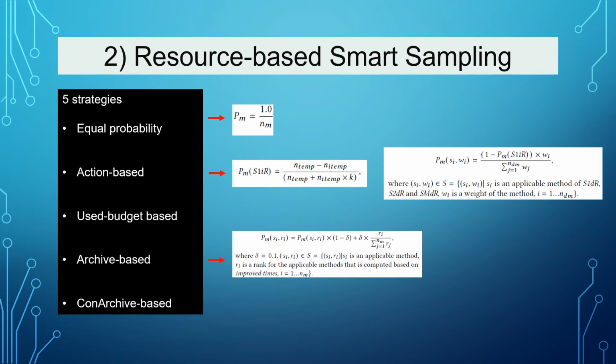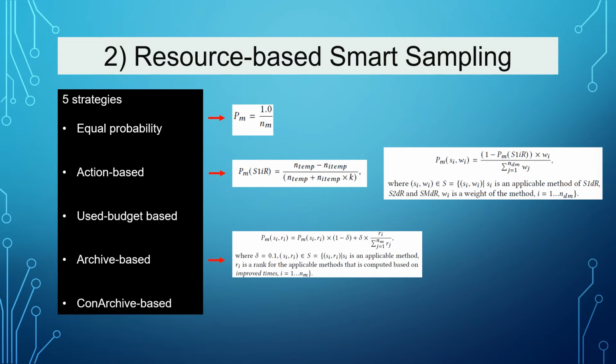Since resources involved vary from system to system under test, the paper designed 5 strategies to determine which method should be applied at the beginning of each sampling. The first one is equal probability. It selects methods at random with uniform probability, so it's 1 over the number of applicable methods. The second is action-based. It enables selection of a method based on the proportion of applicable templates.